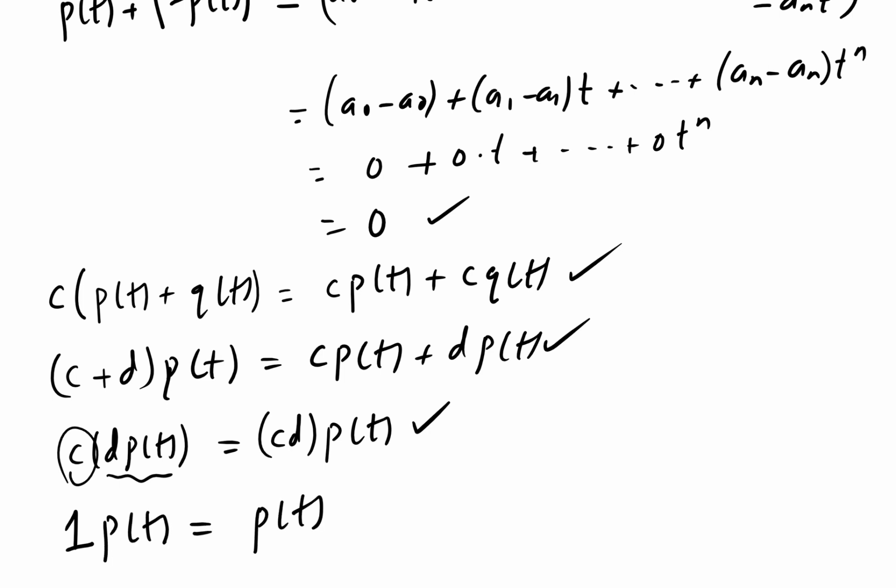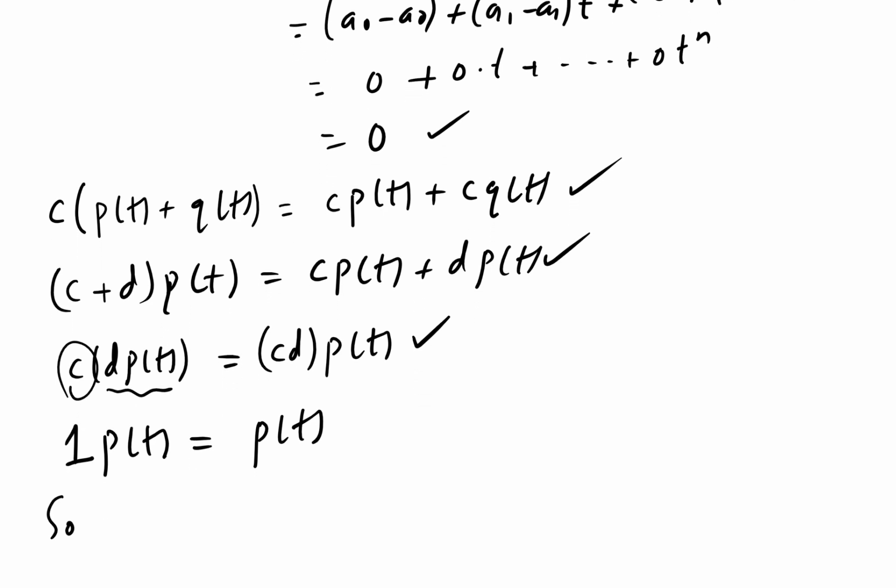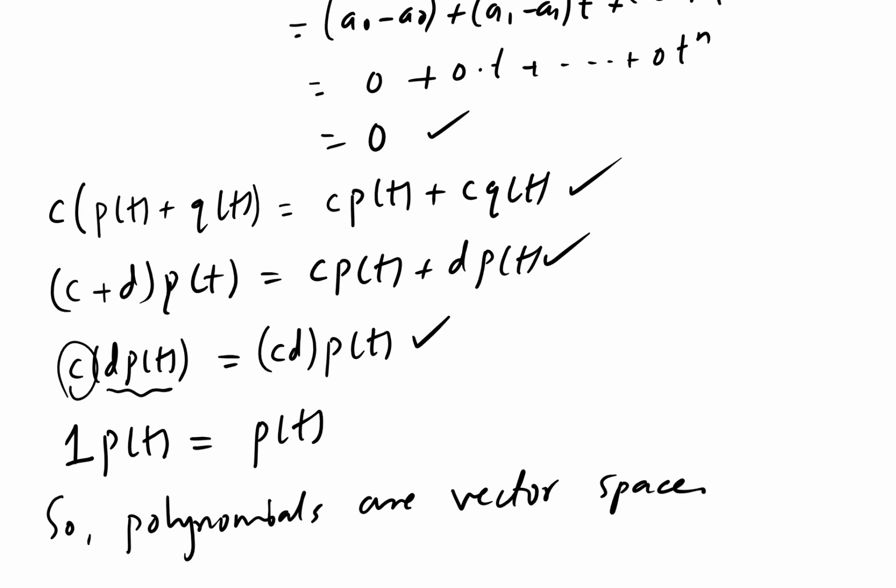I think all of them are checked out. So this tells us that polynomials with degree n are vector spaces. Any questions for me about this? No questions?